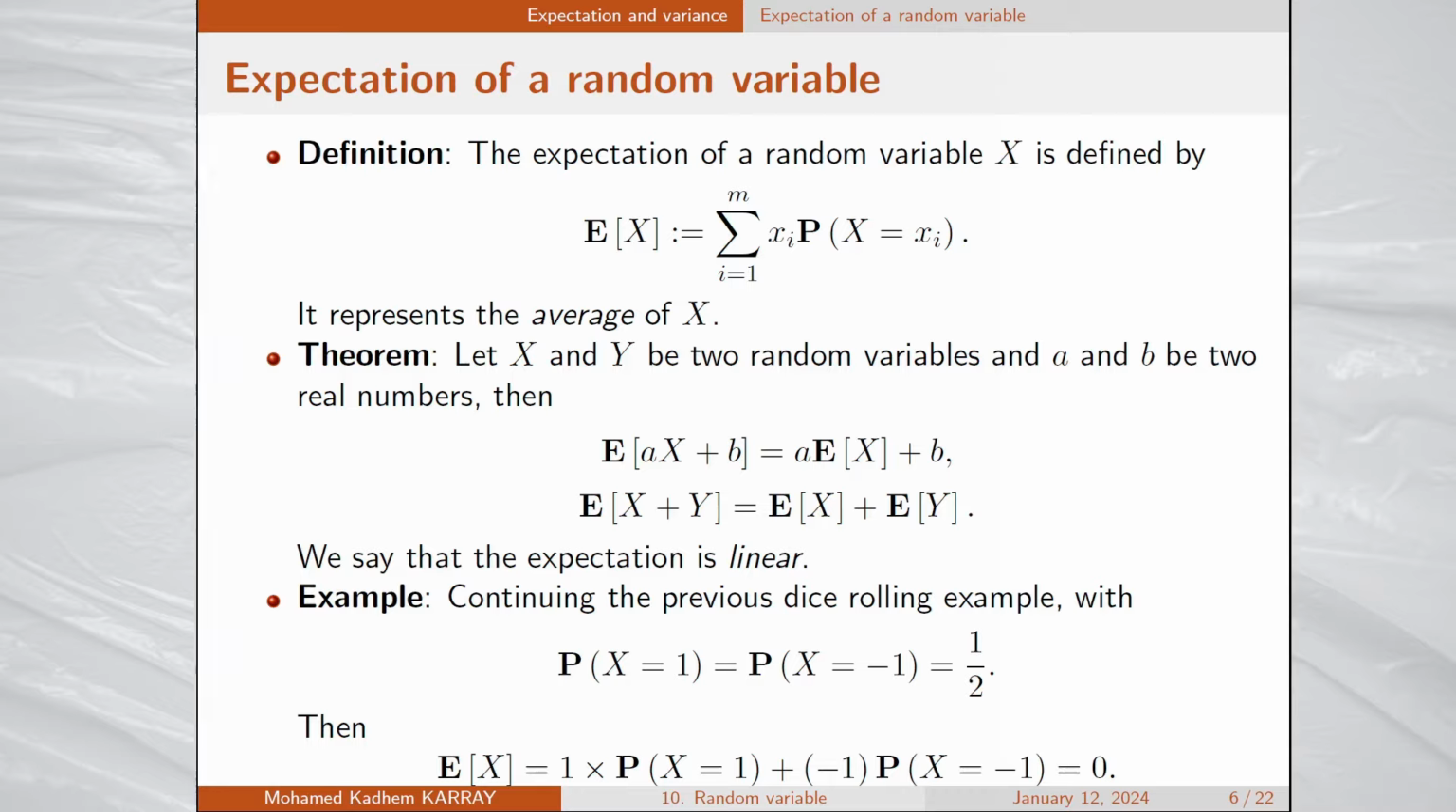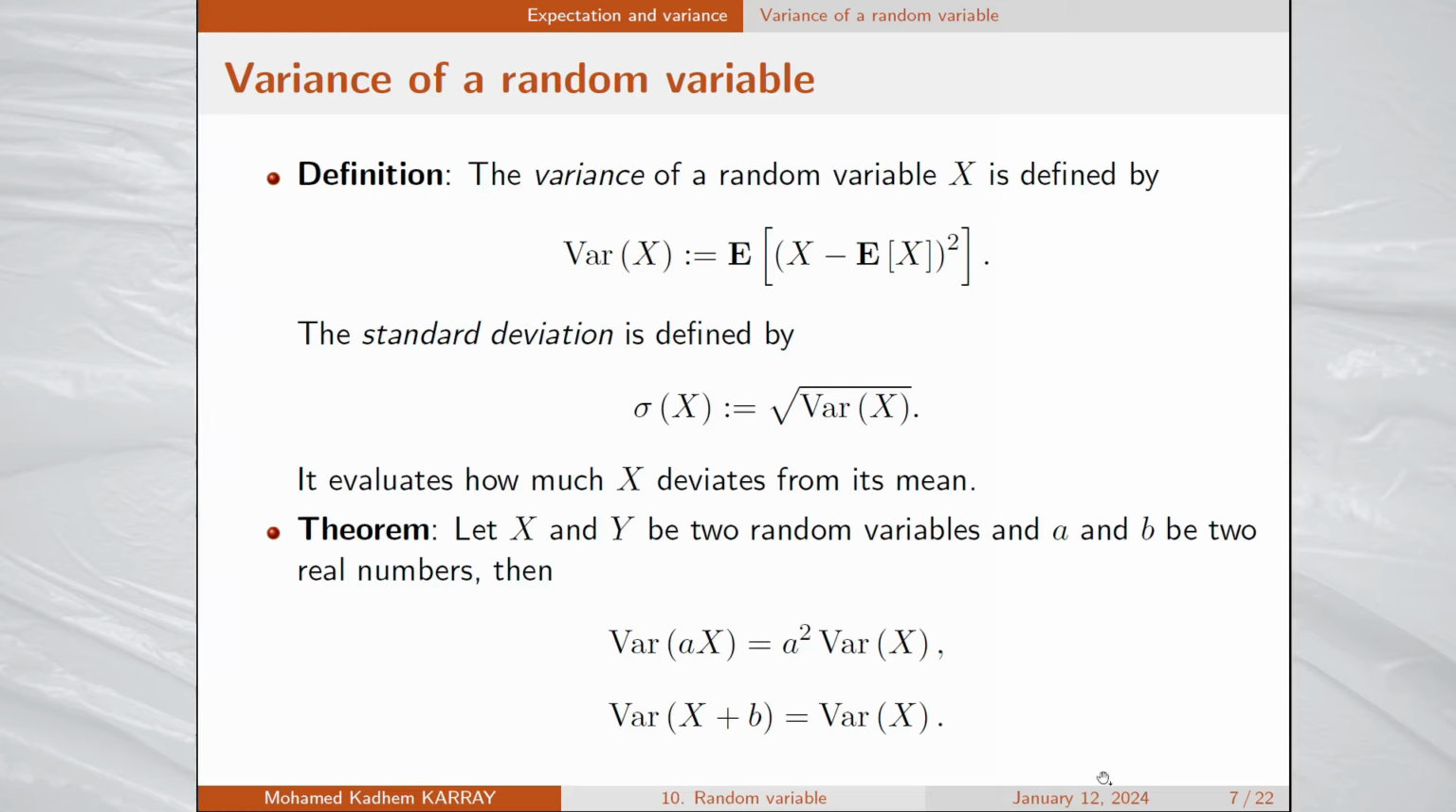Remember that the law of this random variable is: the probability that x equals 1 equals the probability that x equals -1, which is 1/2. So the expectation of this random variable is 1 multiplied by the corresponding probability plus -1 multiplied by the corresponding probability. Since these two probabilities equal 1/2, this expectation equals 0. Keep in mind that the expectation of a random variable represents its average, or its mean.